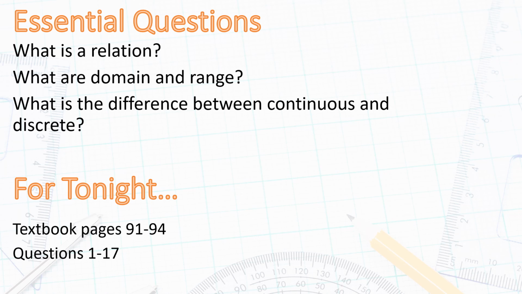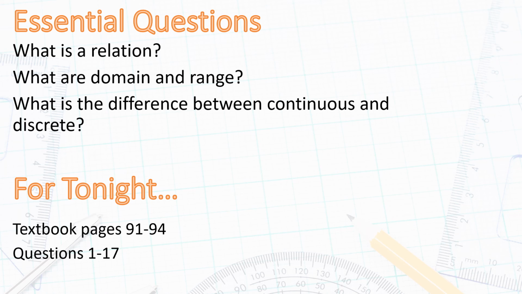Our essential questions for today: what is a relation? A relation is when you have two terms, things that have a relationship, and one changes in response to the other. Domain and range. Domain are the inputs, the x values, the independent variable, so the one that you can change, and then the range is the output or the y coordinates, and this is the one that changes in response to what the domain does.